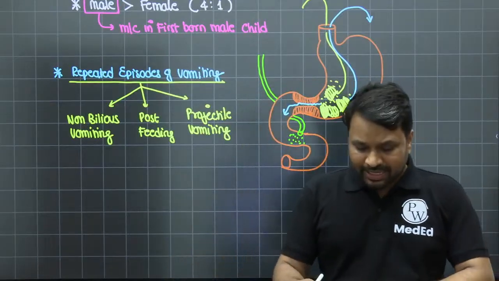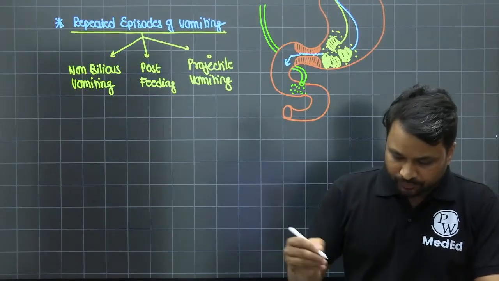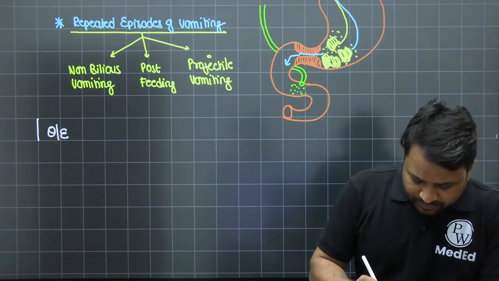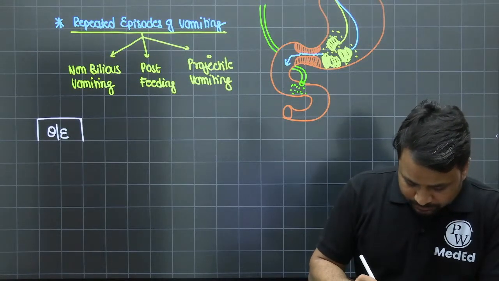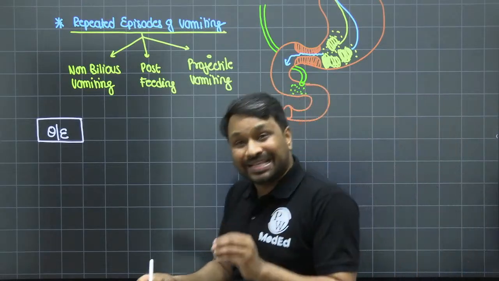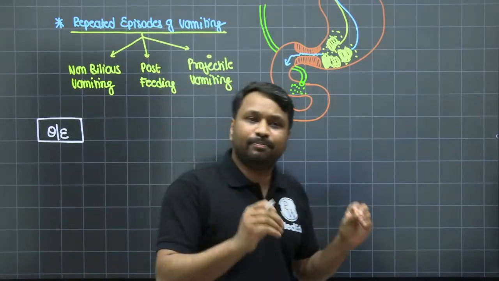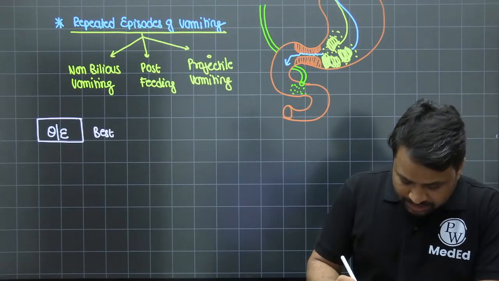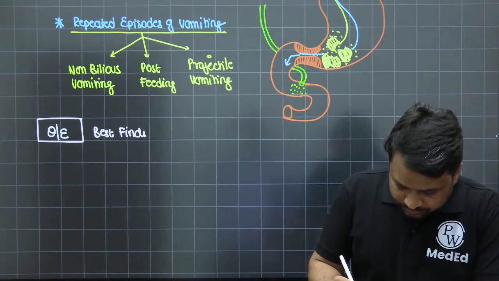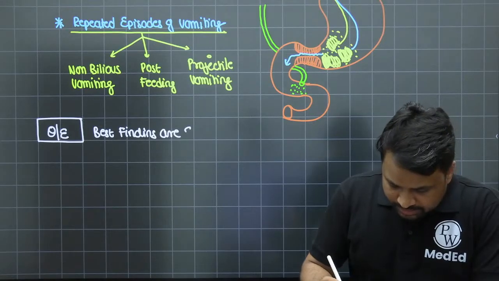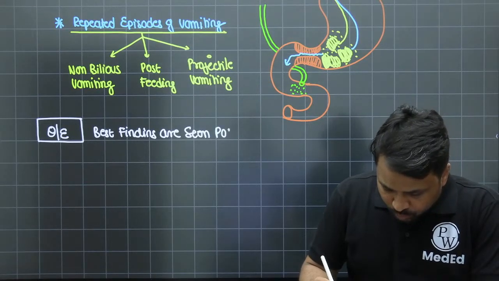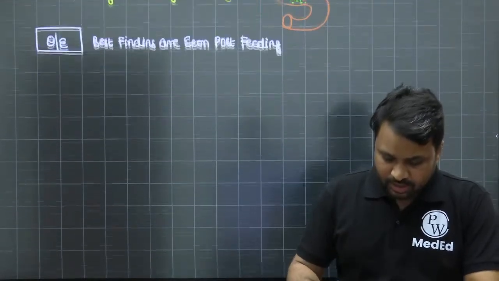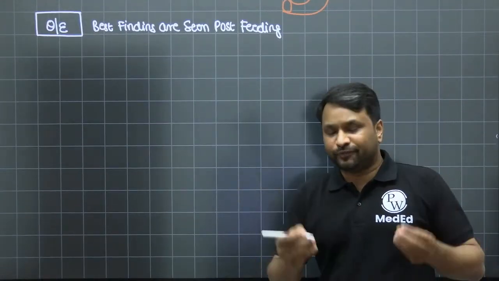So when the mother brings the baby, we will examine the baby. On examination, remember all the examination findings of CHPS, that is congenital hypertrophic pyloric stenosis, are best felt post feeding. So remember, the best findings are seen post feeding. Okay, so what are the findings? So I'll ask the mother to feed the child.